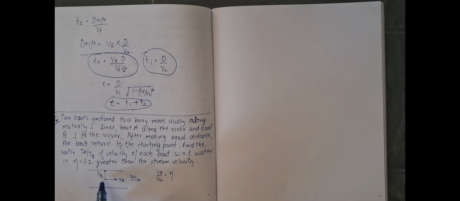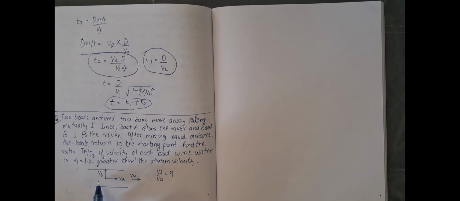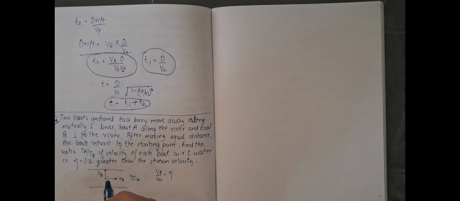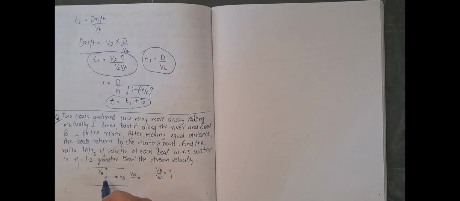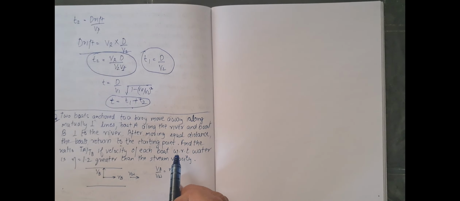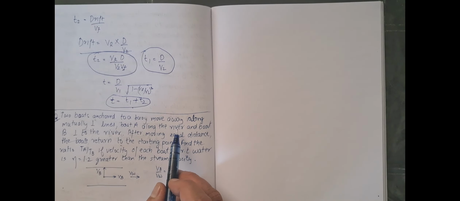Both the ships are traveling in mutually perpendicular directions. VB does not mean velocity of ship B. VB means velocity of the boat. The velocity of both boat A and boat B, I have taken as VB. B stands for boat. Okay, so don't get confused there. So these two ships are traveling in perpendicular directions. This will go like this. It says boat A travels along the river and boat B perpendicular to the river.